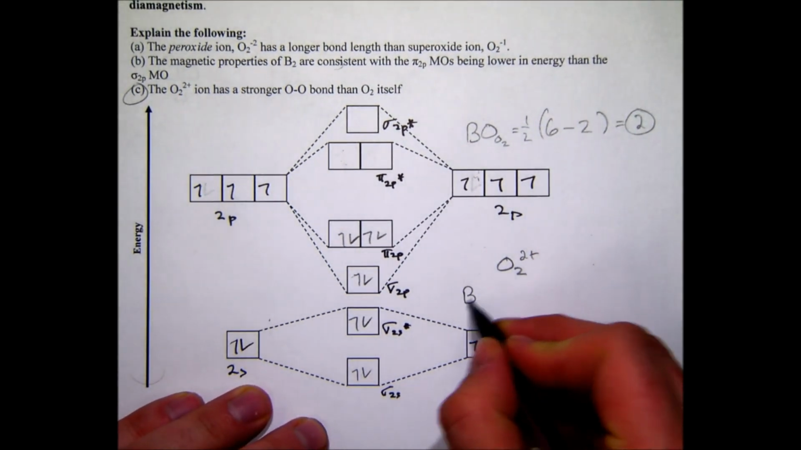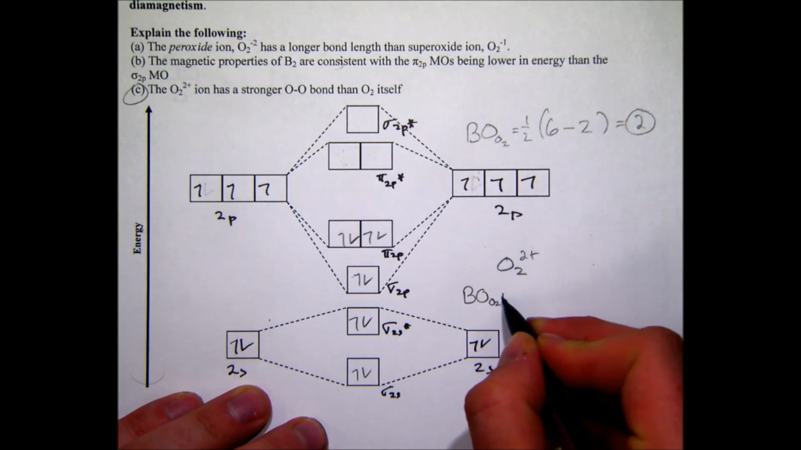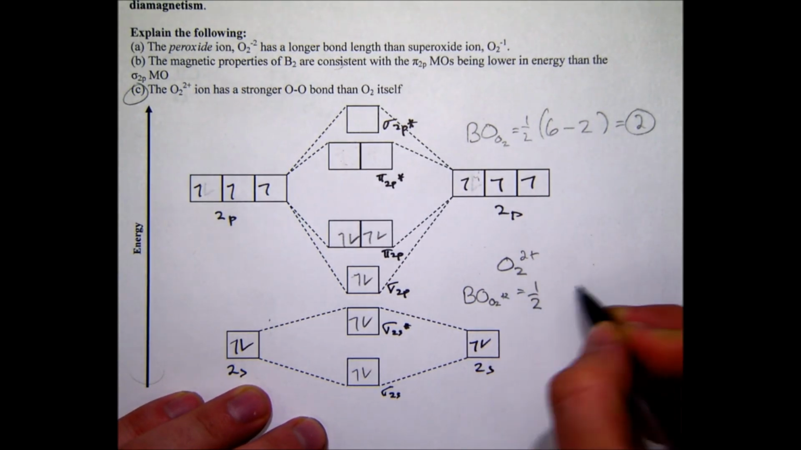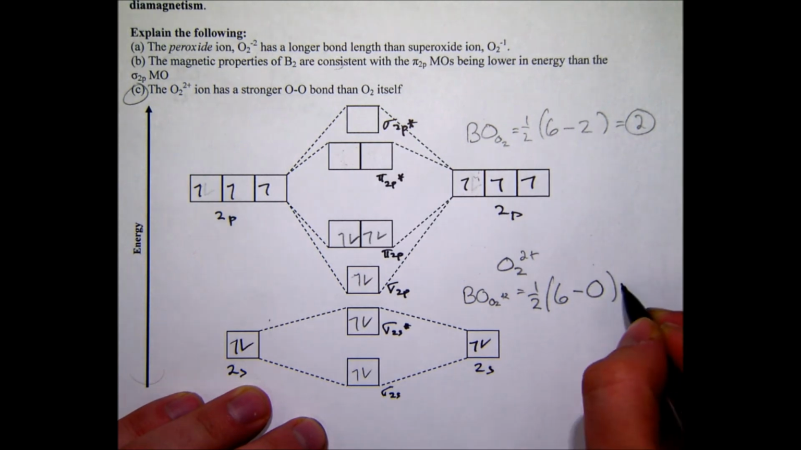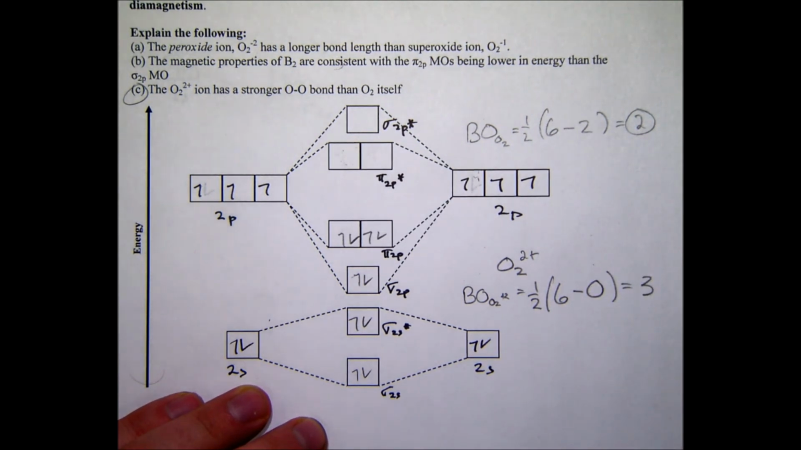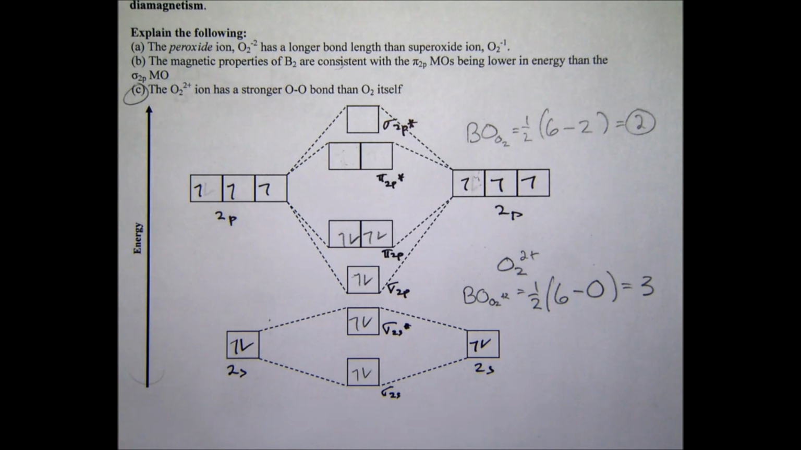So now we write the bond order for O2 2+, which is equal to 1/2 of 6, take away, well, we have no antibonding now. So we have a bond order of 3. So basically the 2 electrons that we're losing in O2 2+ are both coming out of antibonding orbitals. Therefore, this is actually making this particular molecule stronger.